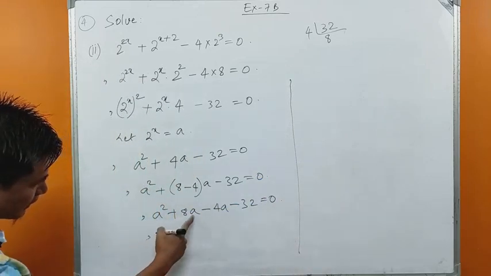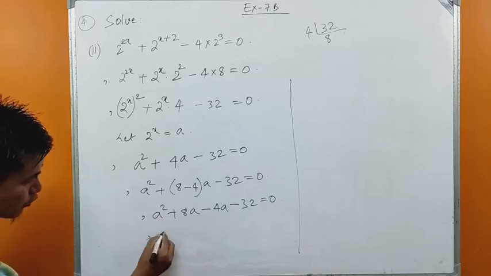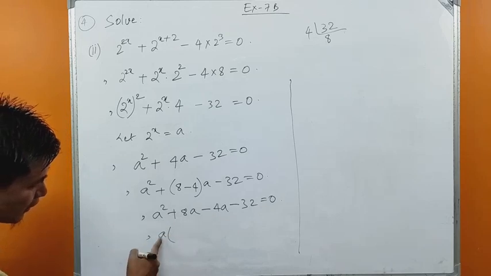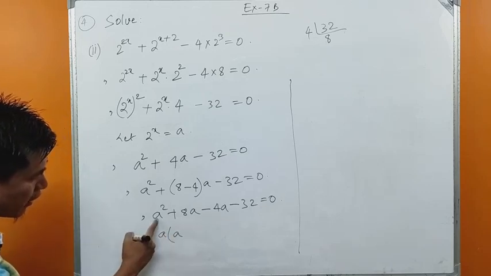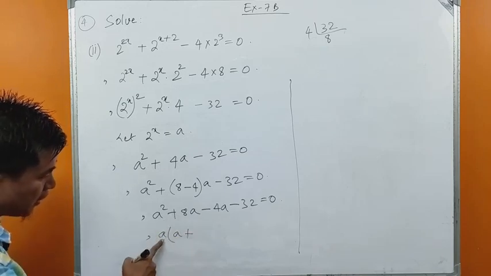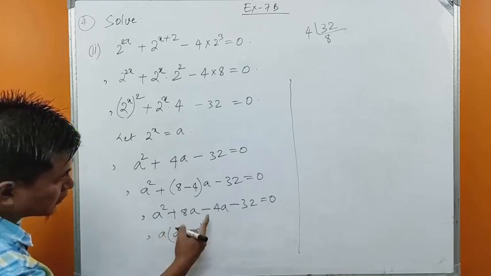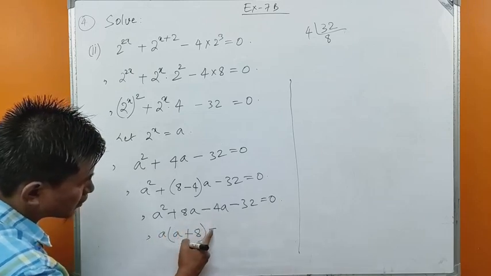Now you can take the common a out. Here you can see 1a and here a square. So a is taken common. So a into a gives us a square. Plus into plus gives us plus. A into 8 gives us 8a. So minus, this minus comes here.